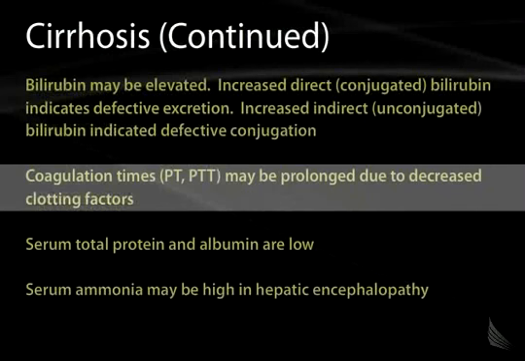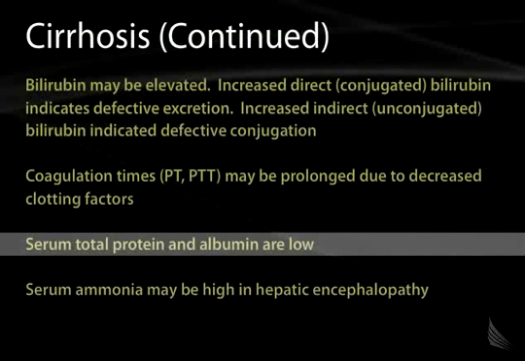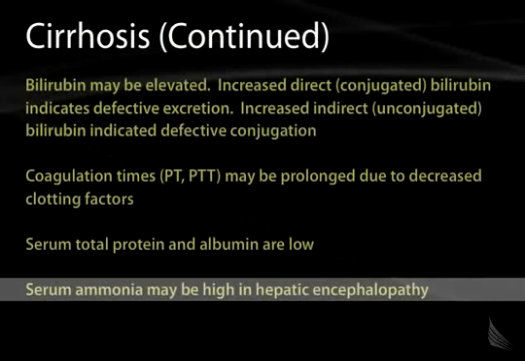The coagulation times, as we discussed before, can also be prolonged due to the decreased production of clotting factors. The serum total protein and albumin are also often low because remember the albumin and other proteins are synthesized in the liver. And serum ammonia may be high, as seen in hepatic encephalopathy in cirrhotics, due to the decreased clearance or metabolism of ammonia within the urea cycle.